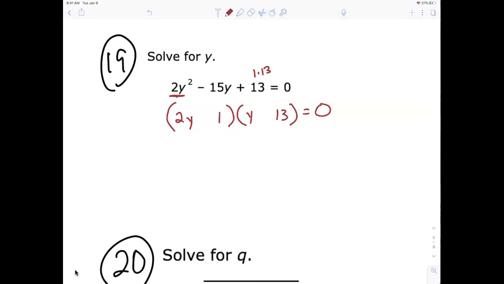13 and 1. Now if I do the smiley face, that's 26, and that's 1. 26 and 1 do not make 15. So what I'm going to have to do is switch these. I'm going to put the 13 over here and the 1 on the right side. Now you can see what I mean.